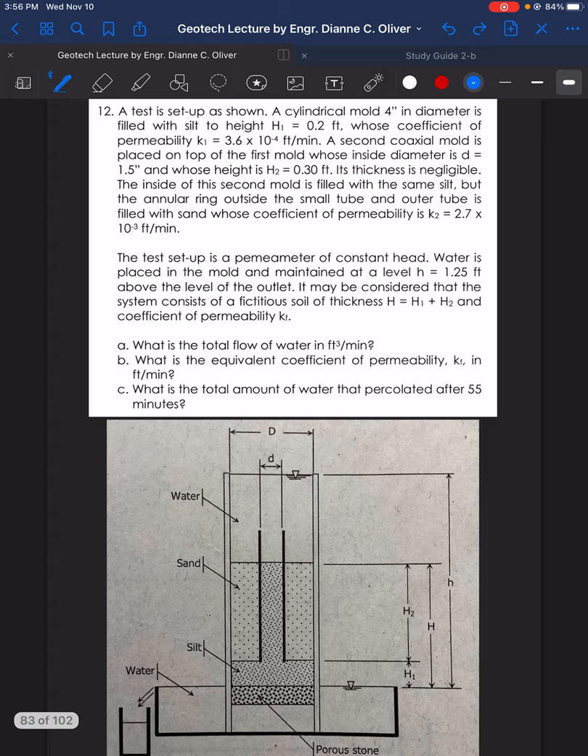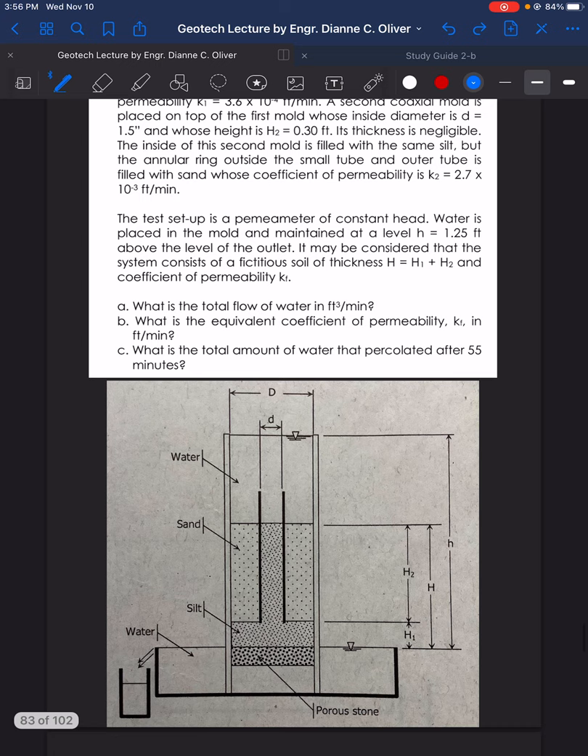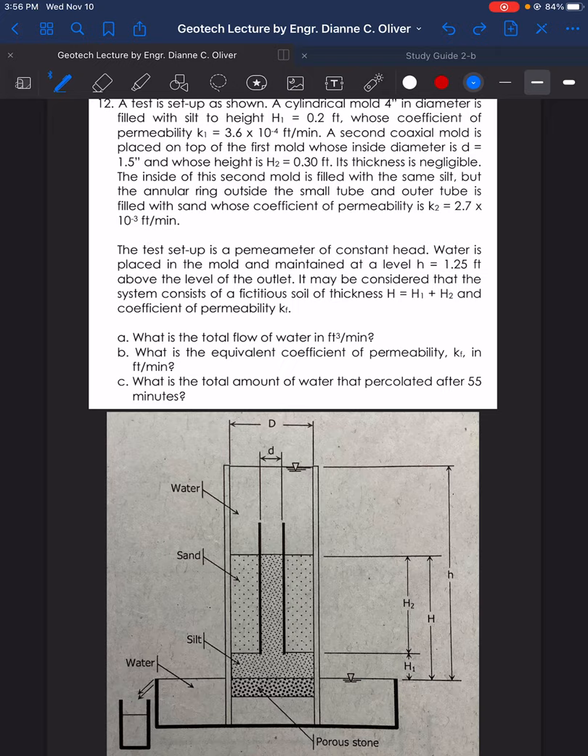Whose coefficient of permeability is given as 3.6 times 10 raised to negative 4. Let's write that so that it's easier to solve here. So the silt is 3.6 times 10 raised to negative 4. That's the K. And H1 is 0.2 feet.